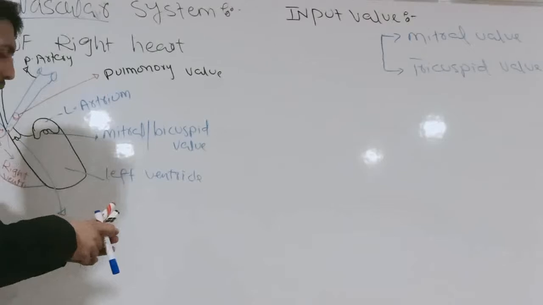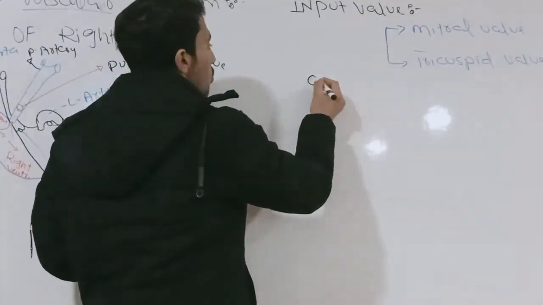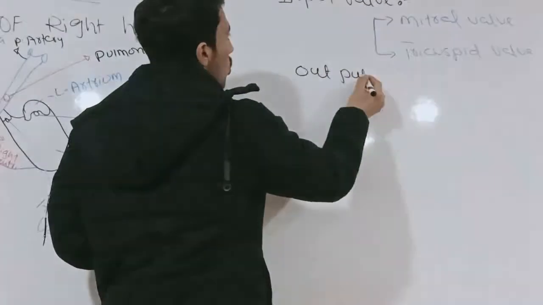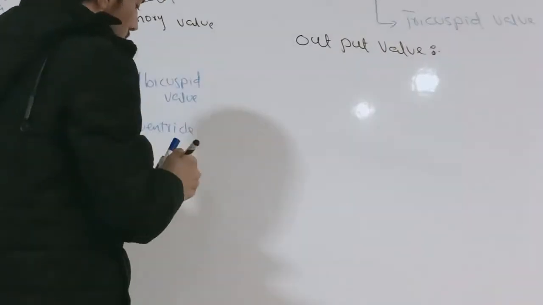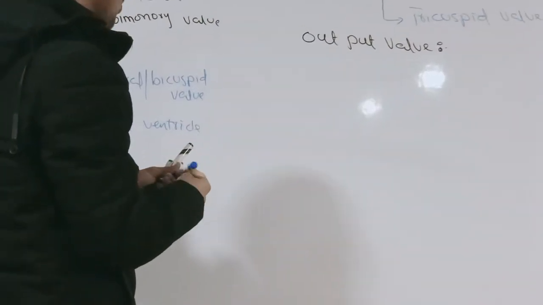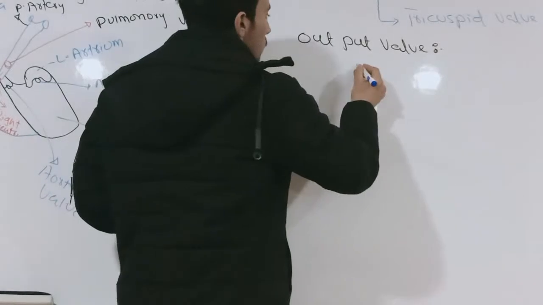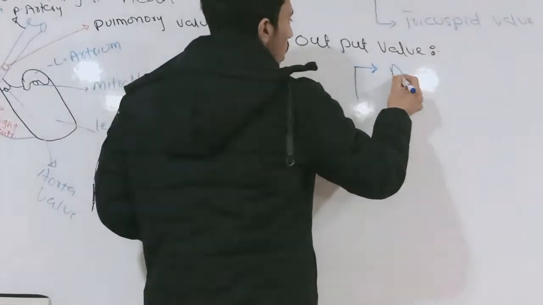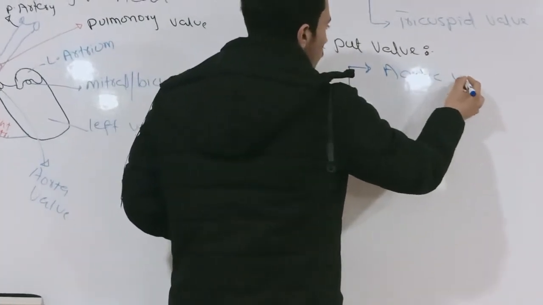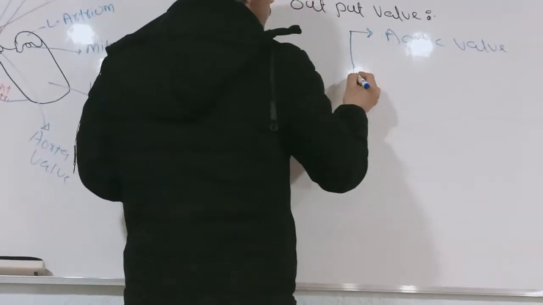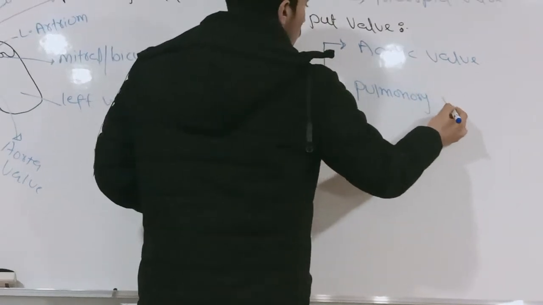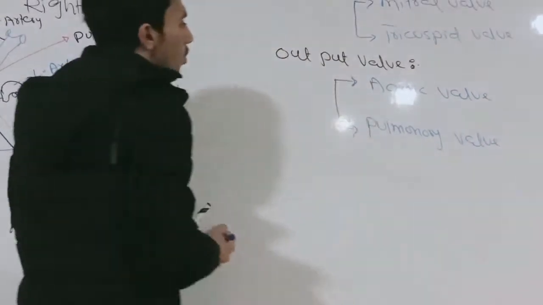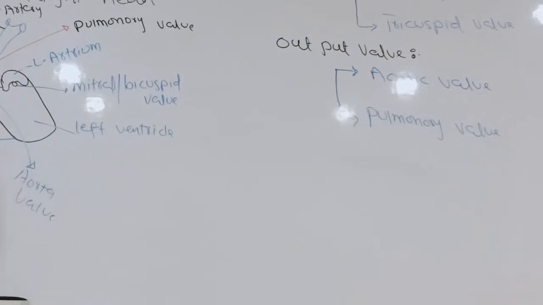Now, which are the output valves in the right and left heart? The output valves are the aortic valve and the second one, the pulmonary valve. These are the output valves.